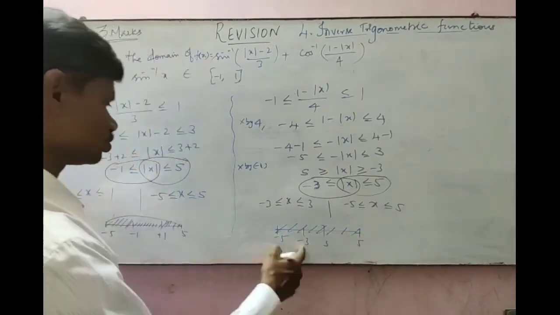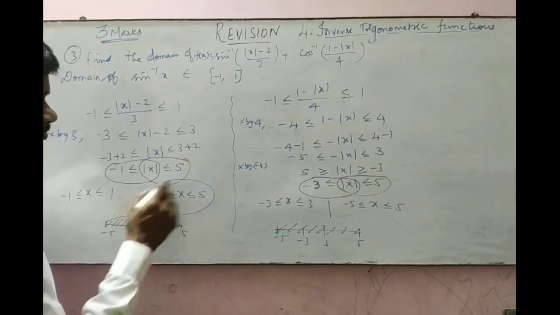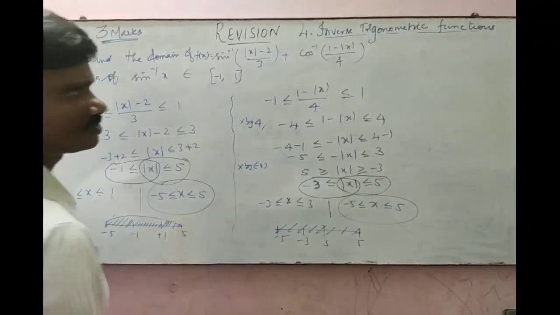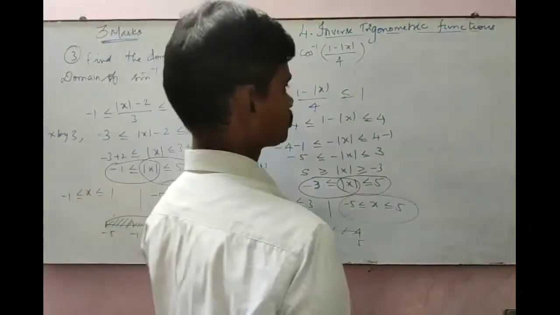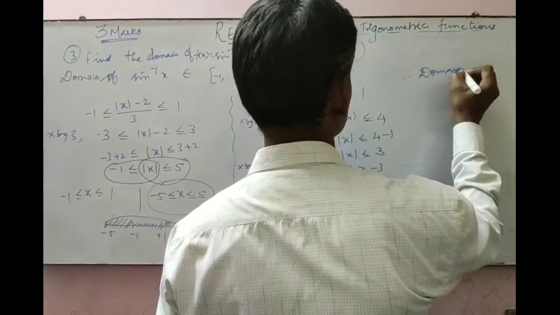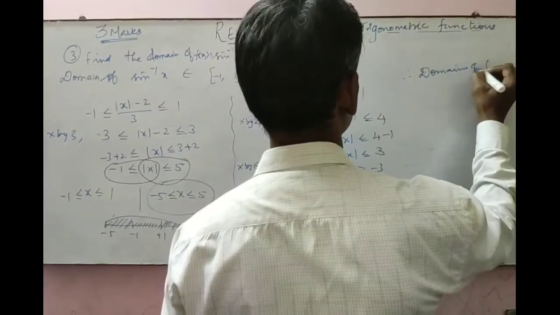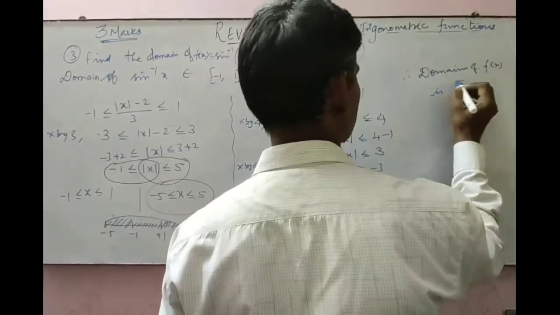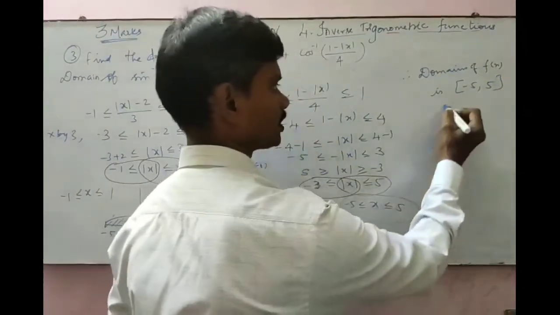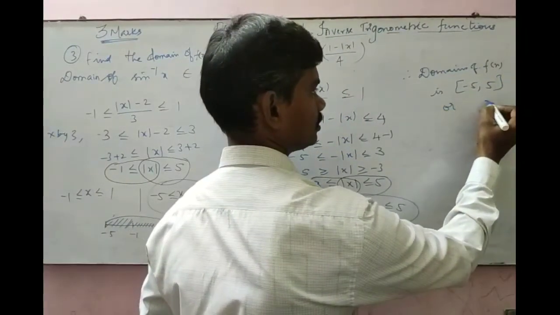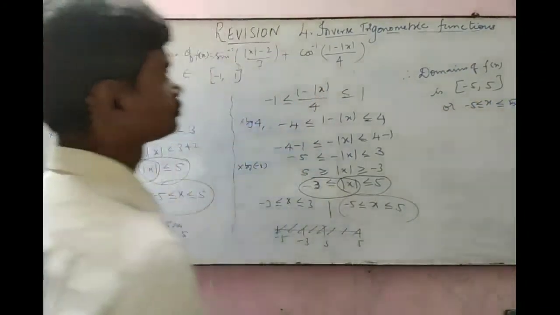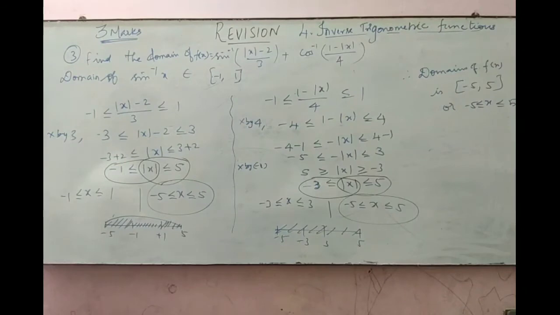So look at these two, both the values in these two, x lies between minus 5 to plus 5 is the common domain. So therefore the domain of the given function, domain of f of x is minus 5 to plus 5, or you can write like this: x lies between minus 5 to plus 5. So this is the way you have to find the domain.